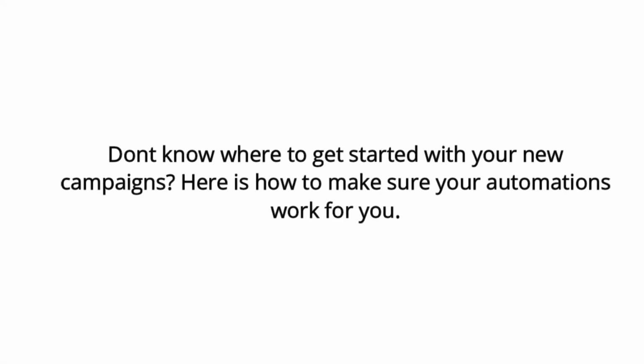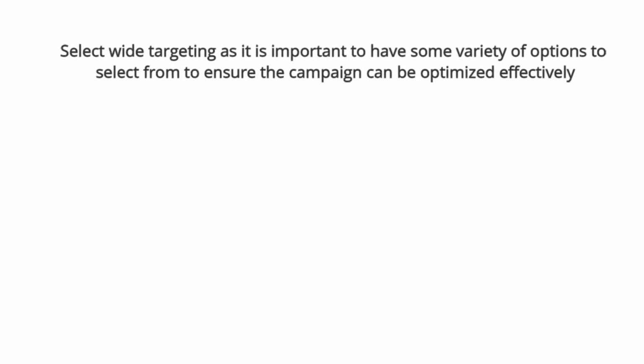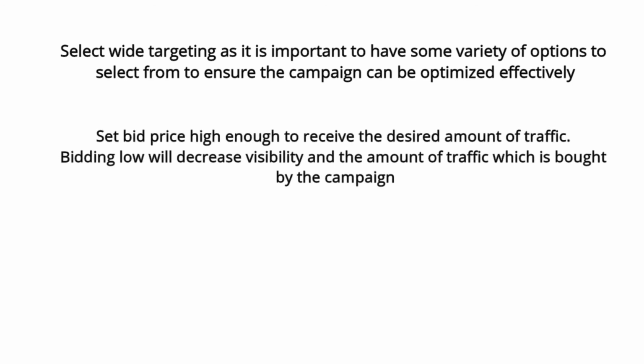Alright, so let's talk about your Smart eCPA best practices. Now, if you don't know where to get started with your new campaigns in Zeropark, this is how you're going to be able to make the most out of your automated campaigns and make them work in the best way possible. First, you're going to have to select wide targeting, as it's important to have a variety of options to select from to ensure that the campaign can be optimized effectively. You also need to set your bid price high enough to receive the desired amount of traffic. Bidding low will decrease visibility and the amount of traffic which is brought by the campaign.